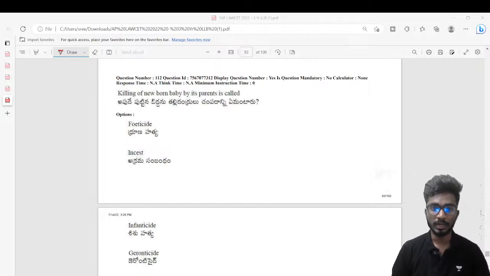Next, killing of a newborn baby by its parents is called what? అప్పుడే పుట్టిన బిడ్డను తల్లిదండ్రులు చంపడాన్ని ఏమంటారు?